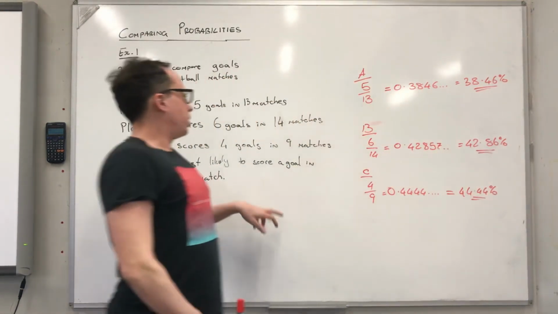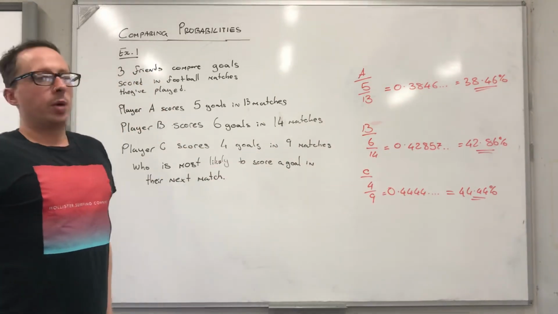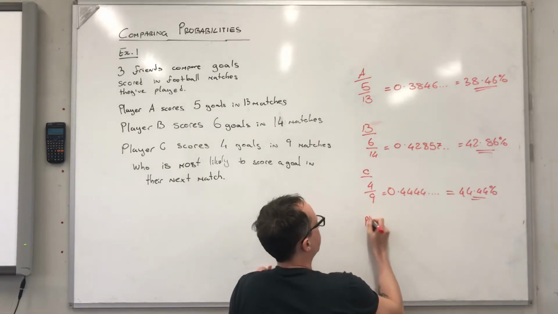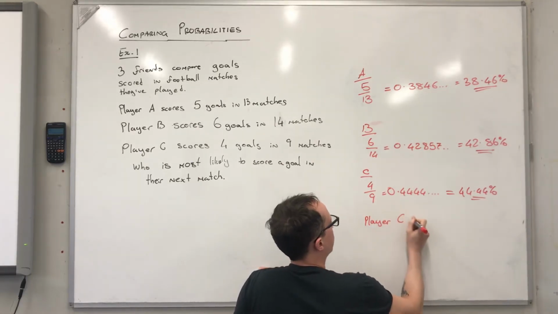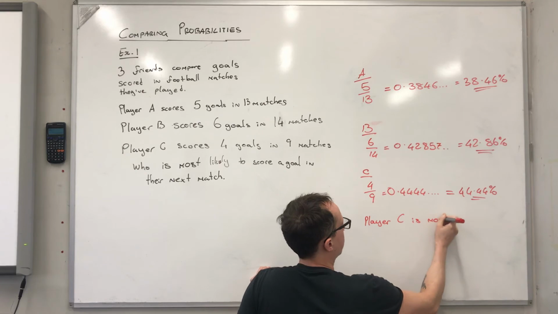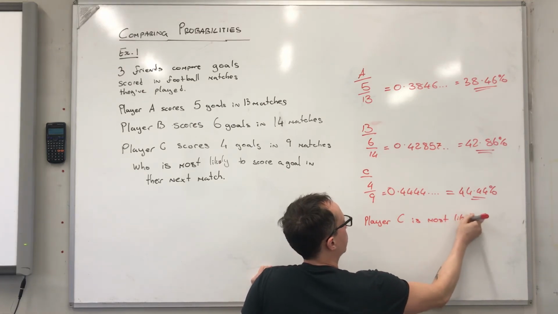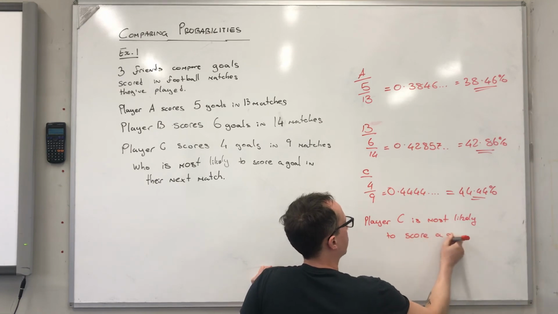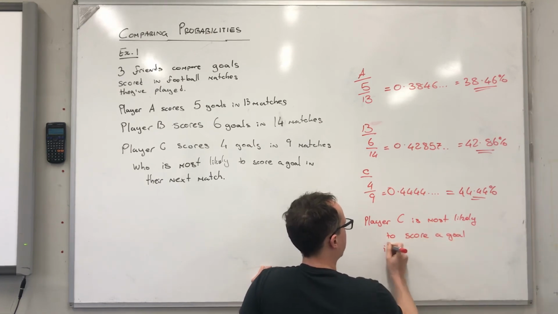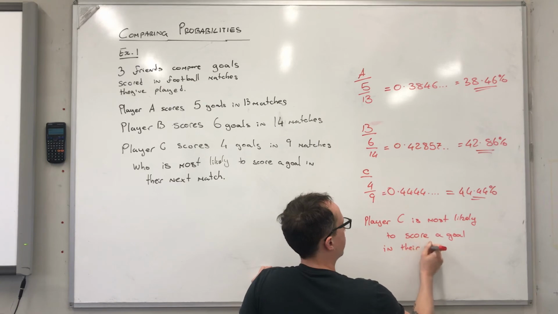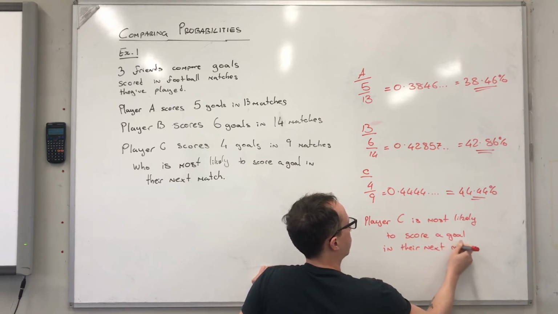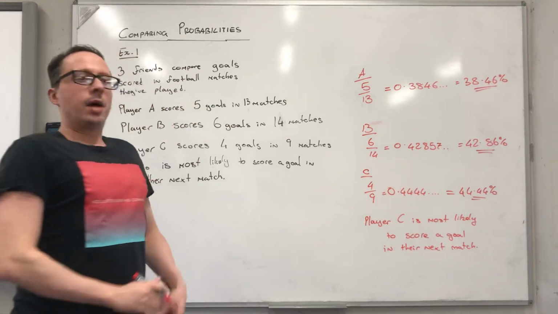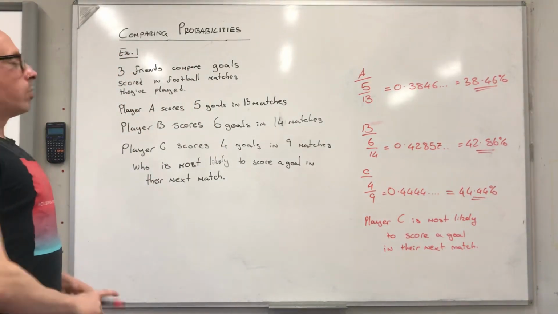So, even though they've played the least amount of matches, they've scored in more of them as a percentage. So that means that player C is most likely to score a goal in their next match. And that's how we're able to calculate and compare probabilities.